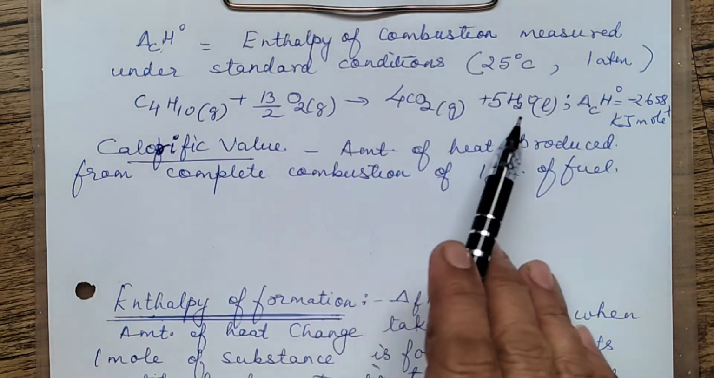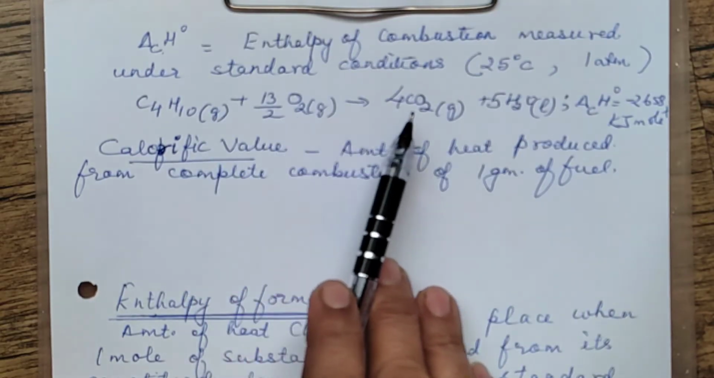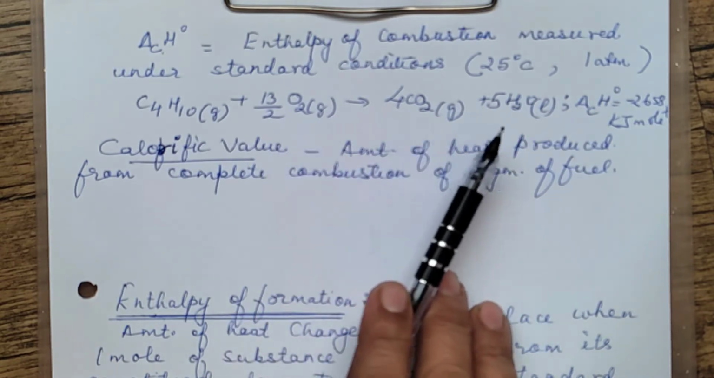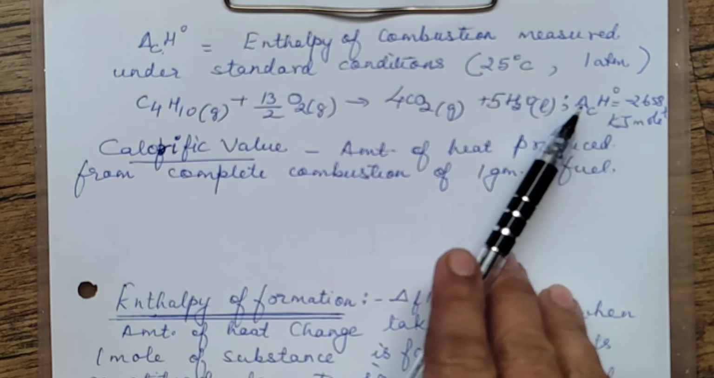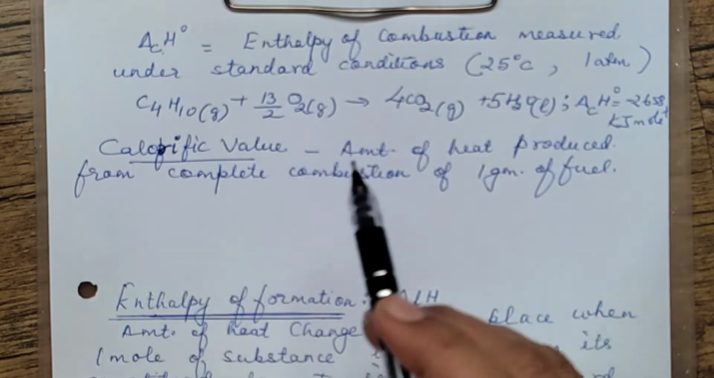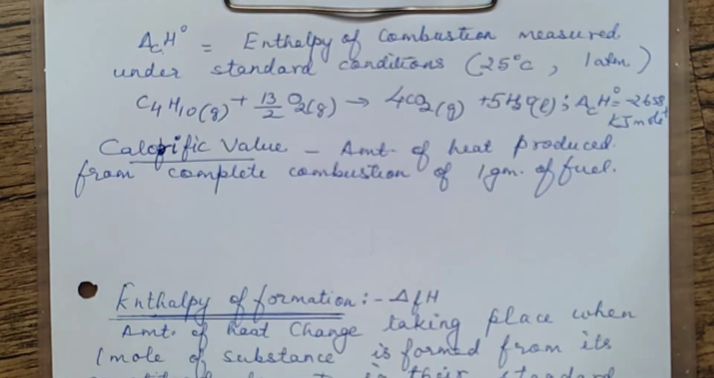Okay, like for example, this is given here. Butane undergoes combustion and it is forming, any hydrocarbon will surely form carbon dioxide and water. So this will be called the standard because under standard conditions it is given. This is liquid, this is gas, this is gas, this is gas.